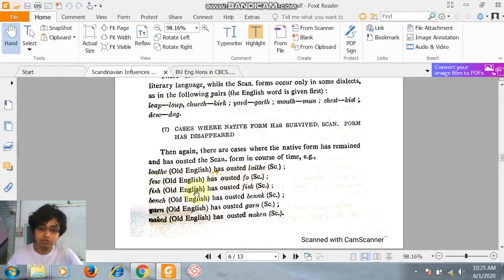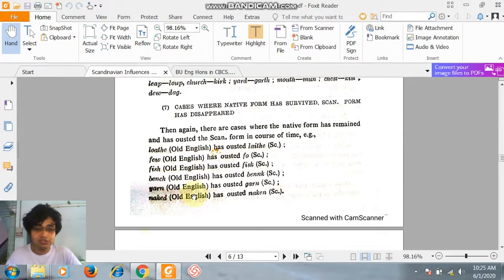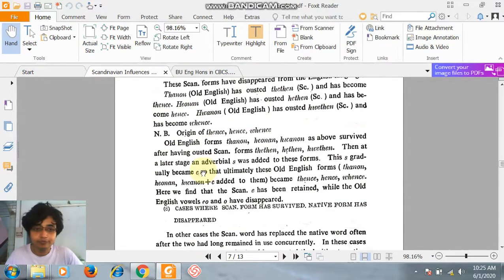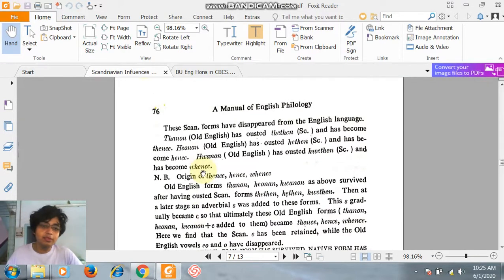Fish, the Old English has ousted the fisk. Bench ousted the benk. Yearn, Old English ousted gurn. Naked, Old English has ousted naked. So these Scandinavian forms have disappeared from the English language. For example, thanon, the Old English has ousted thethin.